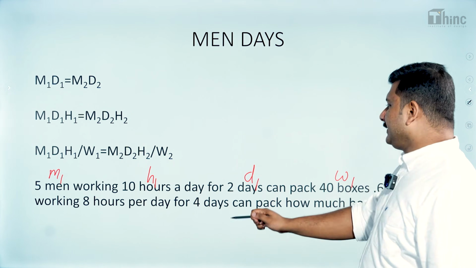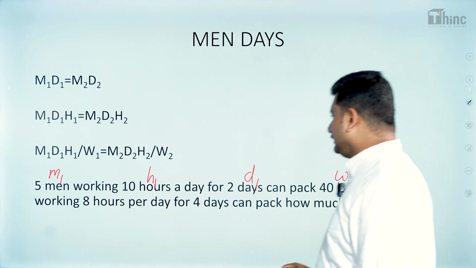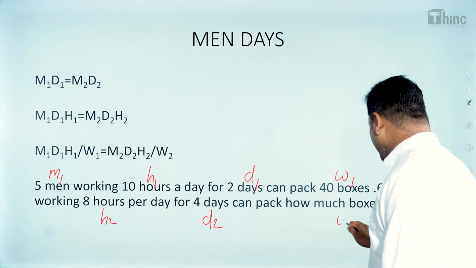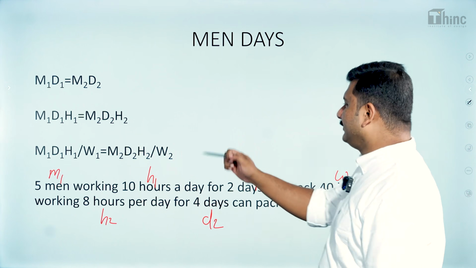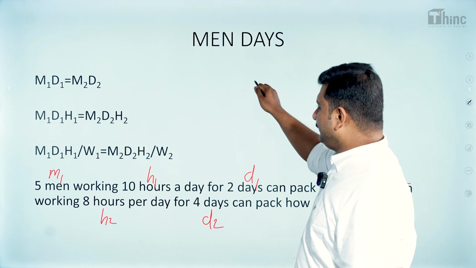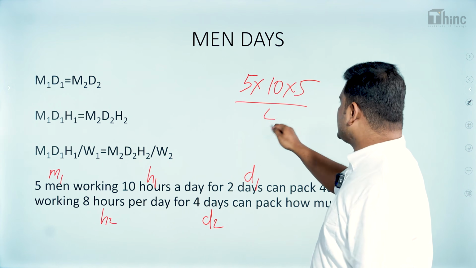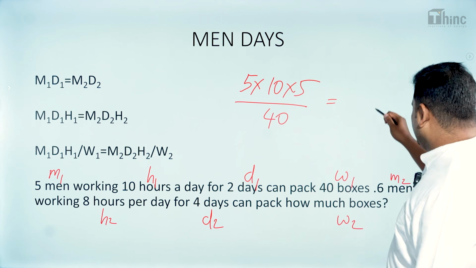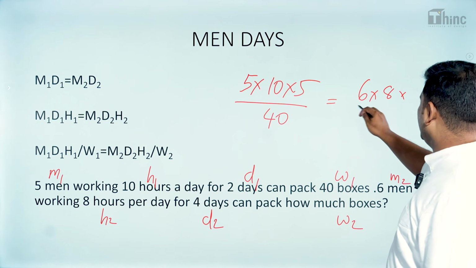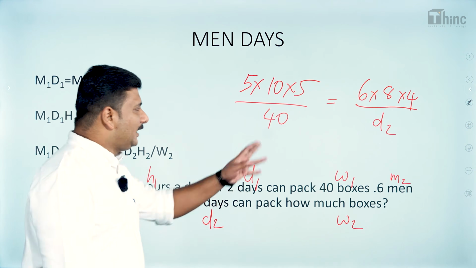Now 6 men working 8 hours per day for 4 days can pack how many boxes? So we know M2, H2 and D2, and what we need is the value of W2, right? So we can make use of the formula M1 D1 H1 by W1 equals M2 D2 H2 by W2. So 5 into 10 into 2 by 40 equals 6 into 8 into 4 divided by W2. So all we need is the value of W2.